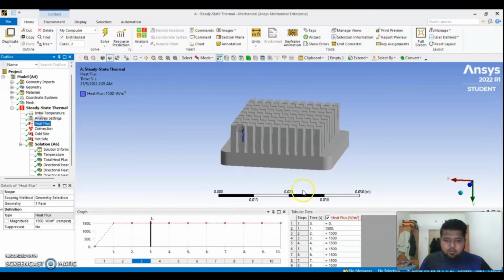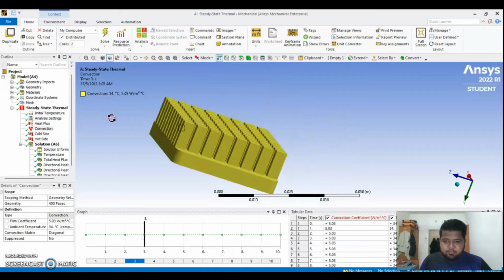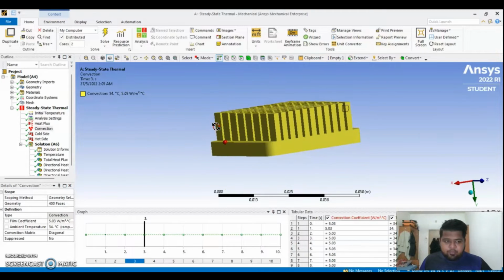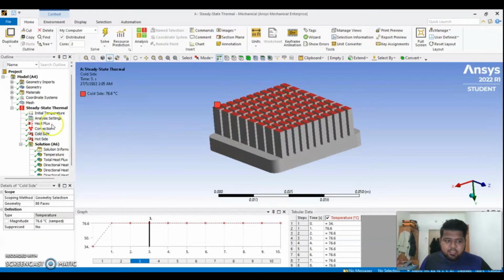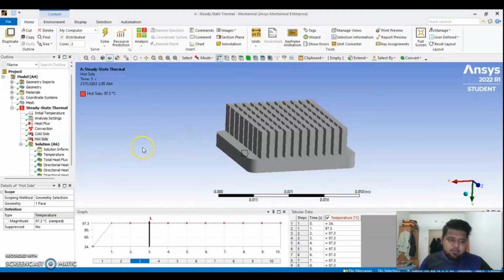So this is the region for heat flux. This is a convection region, as you can see. This is your cold side and this is your hot side. Once all these conditions are set up, then only you will run your analysis, and through this analysis we'll be able to see the plots of temperature difference and also the total heat flux, and in other cases you can also see the directional heat flux. So once you have done setting up all your boundary conditions, then you will be able to run the analysis.